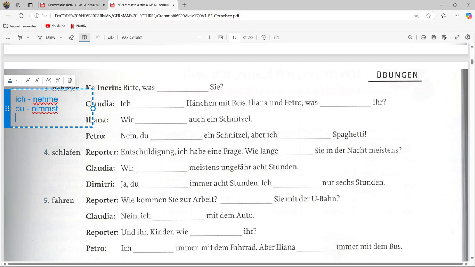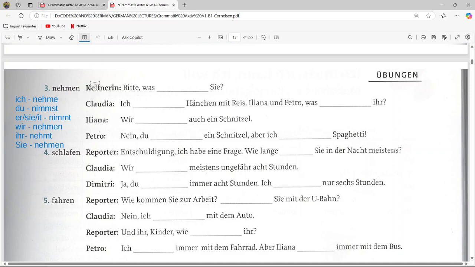Then for er, sie, es, it is nimmt. So for er, sie, he, she or it, it is nimmt. Then for wir it is the infinitive form nehmen, and for ihr it is nehmt. And finally for sie, they or formal Sie, it is the infinitive form, nehmen.